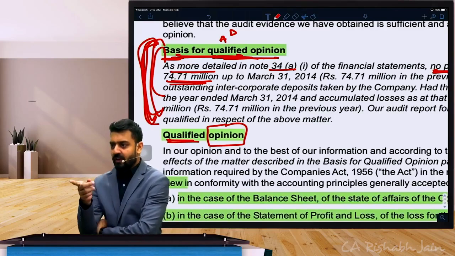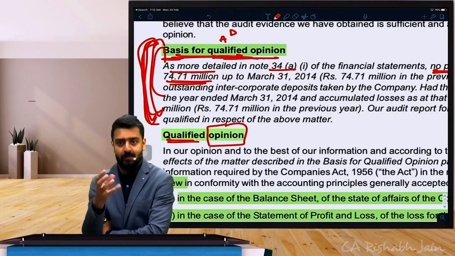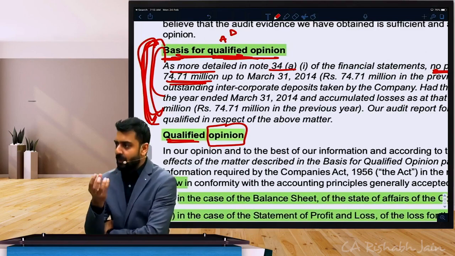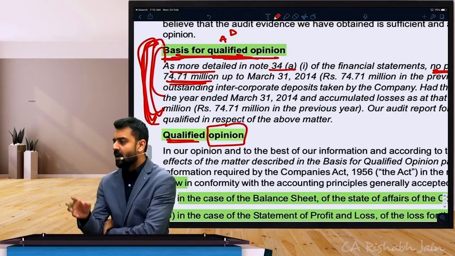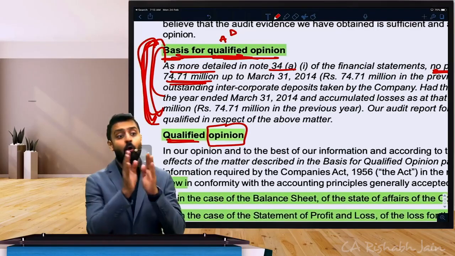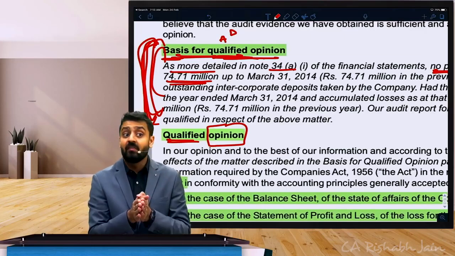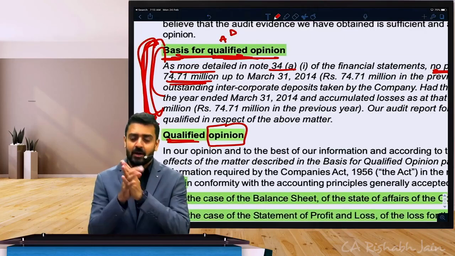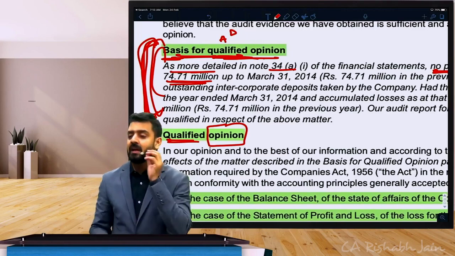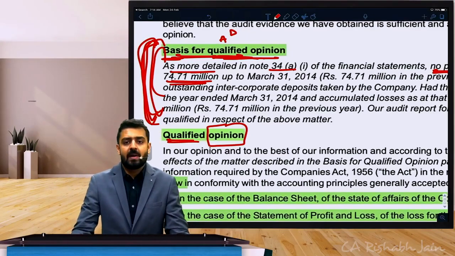When we go to 705, when we discuss types of modifications, at that time we'll devote more time to qualified, and more time to adverse and disclaimer. Right now our focus is the format understanding. So right now we're in the old format. We're done with the basis paragraph. After this, will we have an opinion paragraph? Yes. Notebooks, write down next one. Opinion paragraph.